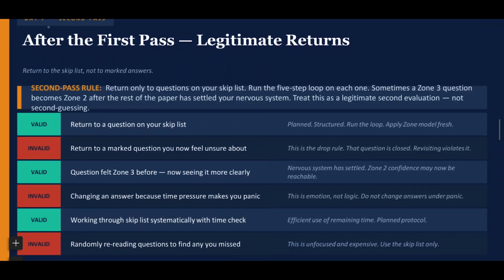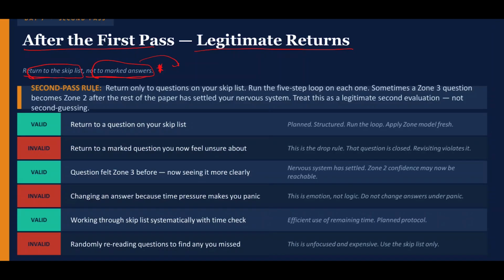Right? So in the same way, after the first pass, come legitimate returns. Return to the skip list, not to the marked answers. Okay, terms and conditions, and it is a very important point. Return to the skip list, not to the marked answers. If you return to the marked answers, again you will be in panic mode. You will be in the collapse chain, right?